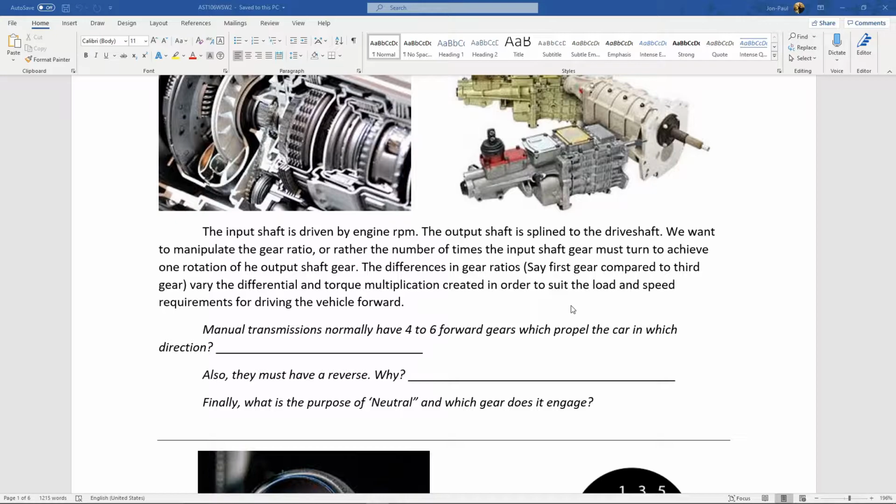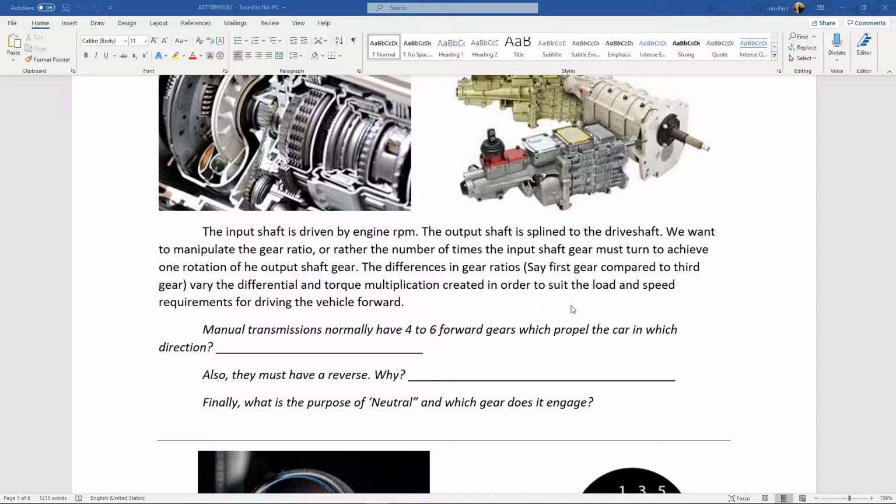And you'll understand why automatics go up to, I think 12 is the highest I've heard of, but it's not uncommon for passenger vehicles to have 8 to 12 forward gears in an automatic. And that's different because those gear sets are smaller and they're compounded in a different way. But we're going to get into all that today.